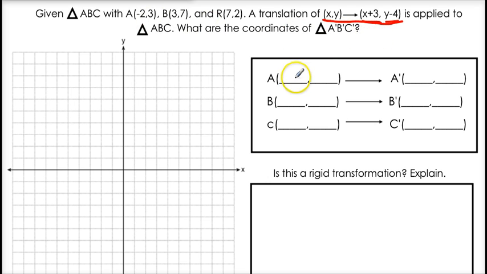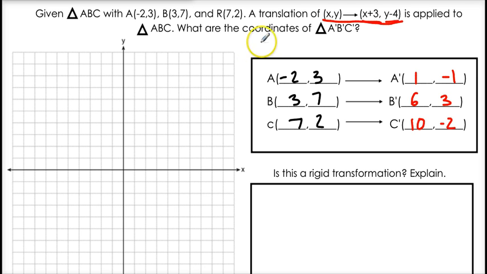Alright, so let's try this out. We know A is at -2, 3. B is at 3, 7, and C is at 7, 2. This translation tells us to add 3 to all the x's, so let's add 3 to each one of our x's. So -2 plus 3 is going to be 1, 3 plus 3 is 6, and 7 plus 3 is 10. Now we're going to subtract 4 from all our y's, because that's what it's telling us to do. So 3 minus 4 is -1, 7 minus 4 is 3, and 2 minus 4 is -2.